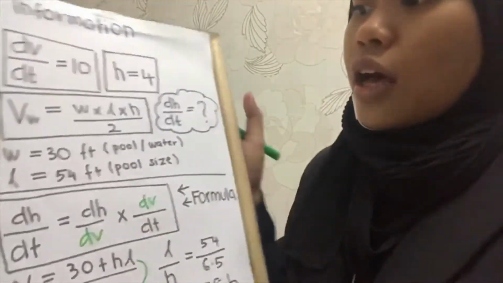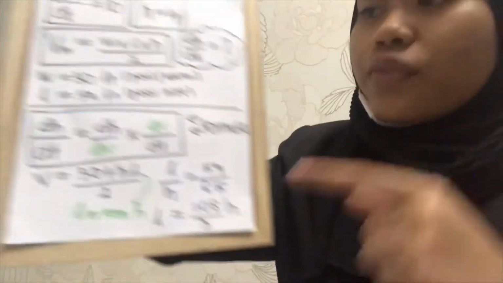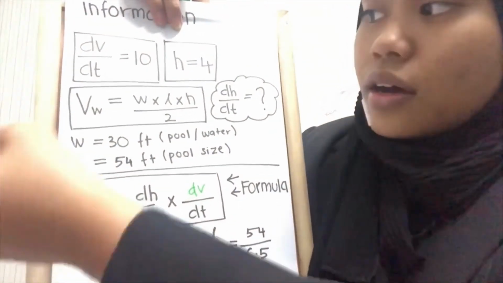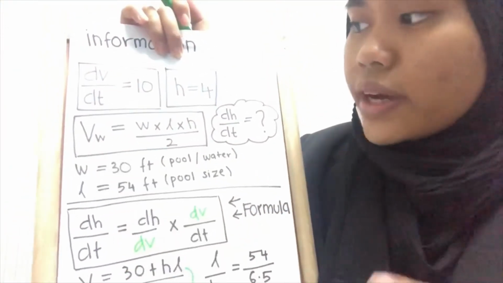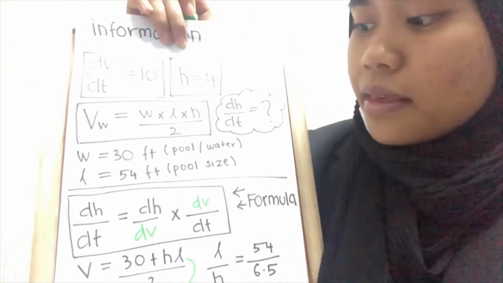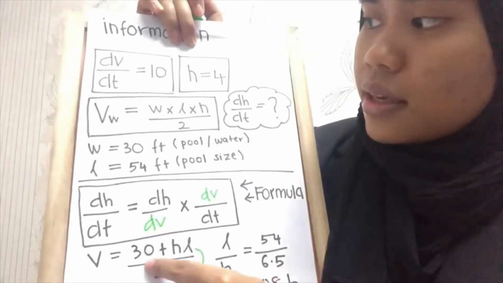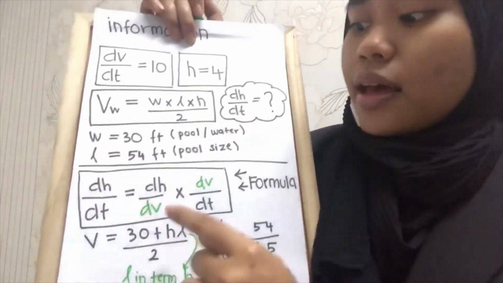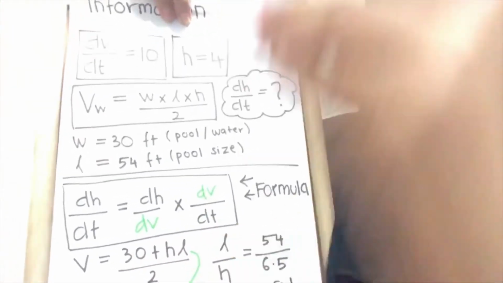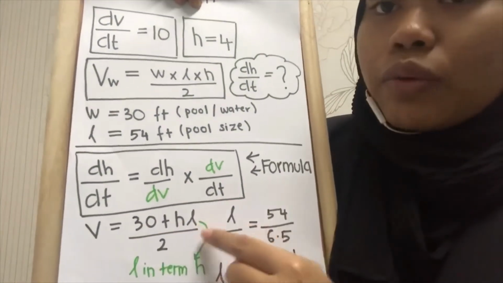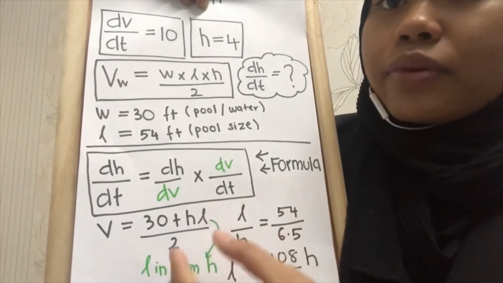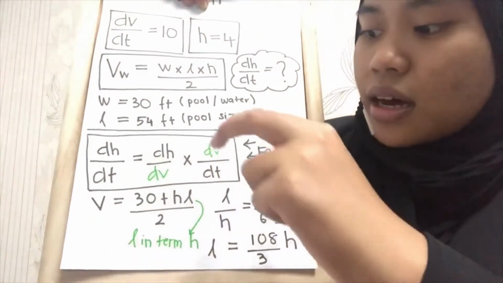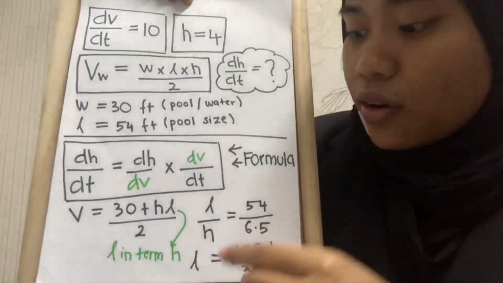So next we want to find the dH over dV. First we use this formula to find dH over dV. So V is equal to 30, the width, they already give us 30 feet. So we put 30 in here, multiplied by H multiplied by L, divided by 2. We don't want L here. We want to put L in terms of H. So we must create a formula of L.